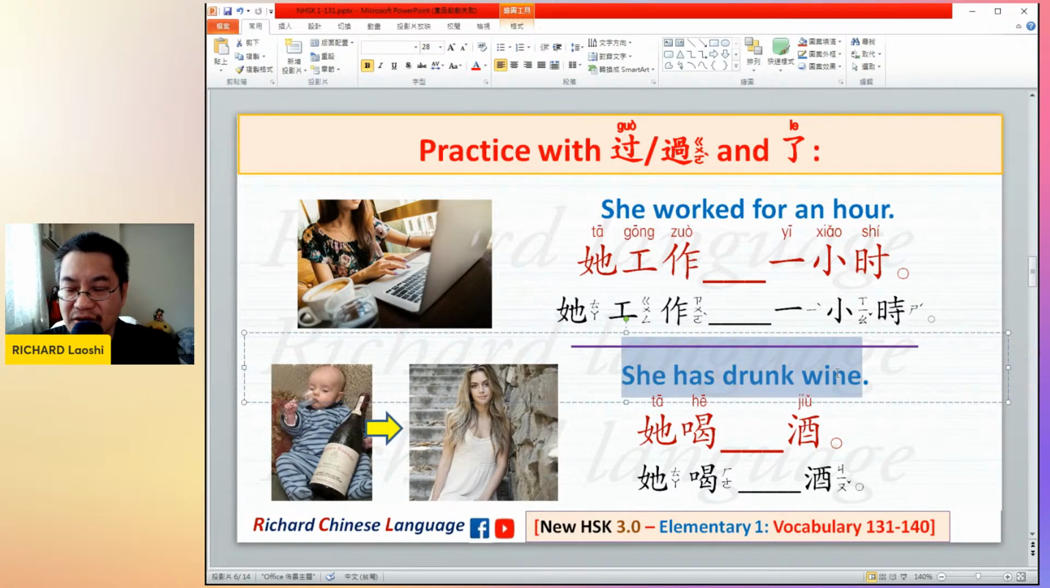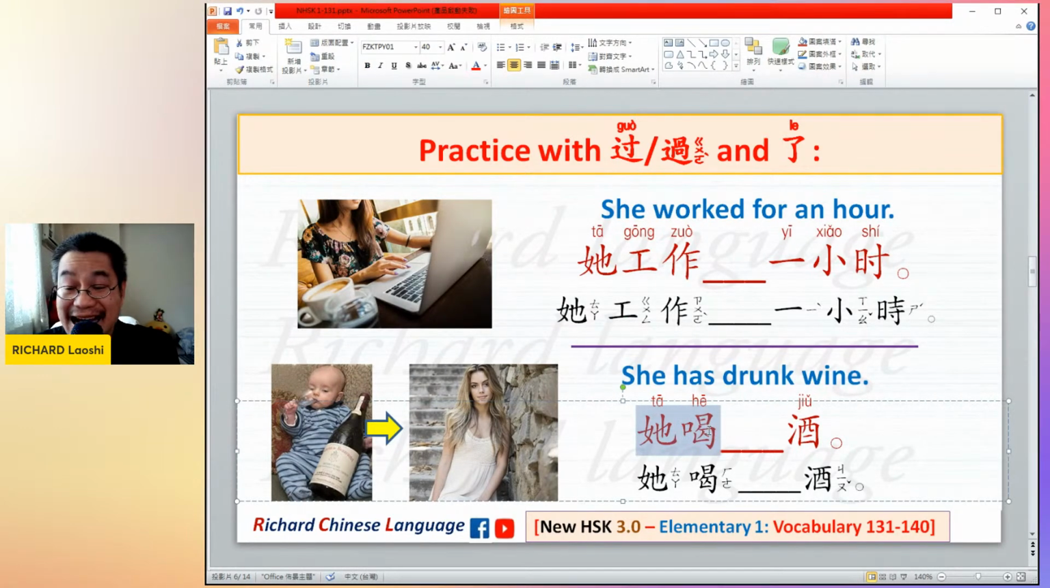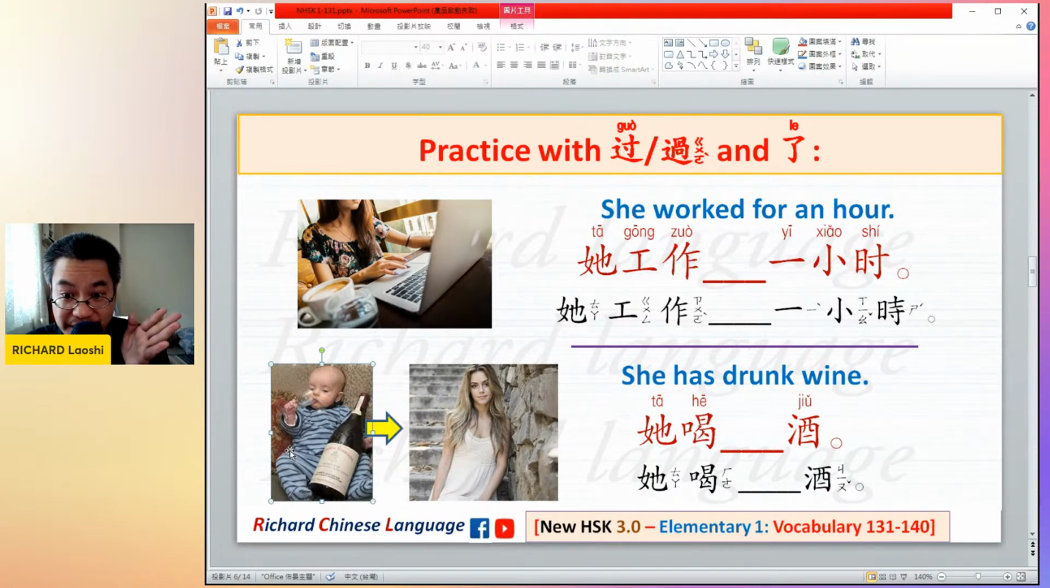Okay, let's see the second part here. She has drunk wine. So here, 她喝酒。酒 means wine. 喝 means to drink. Okay, so here you can see the picture here. You can see the photo here. When this young lady was a baby, okay, she drank wine. But now she is not drinking wine. She is not drinking wine, right?